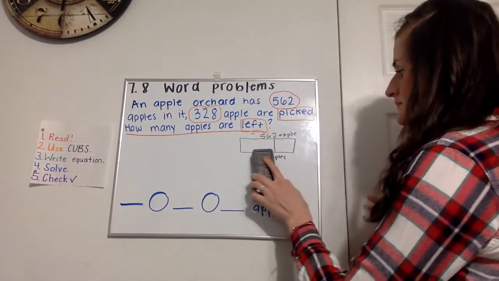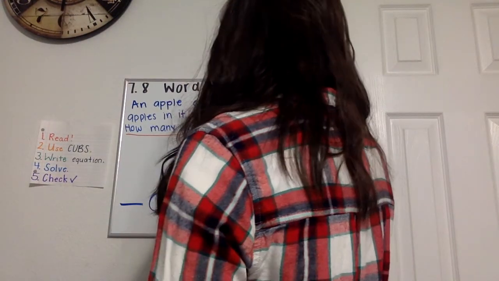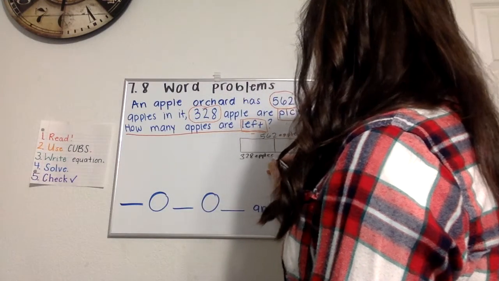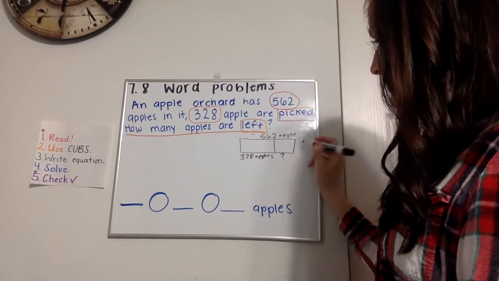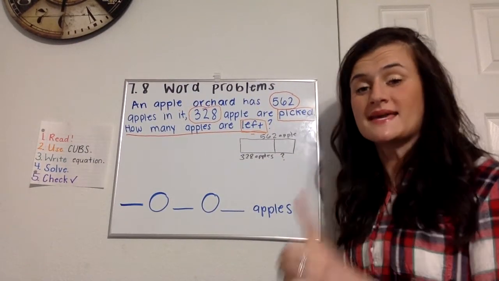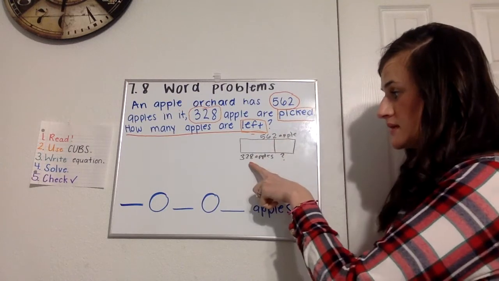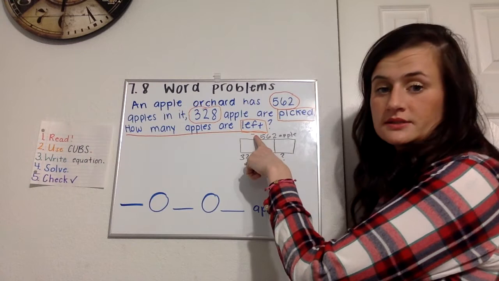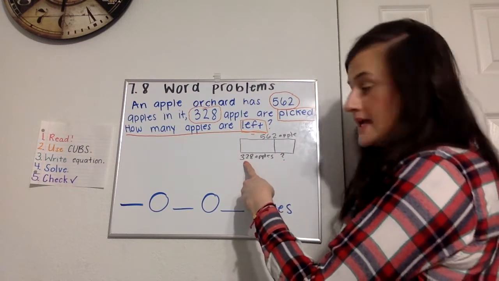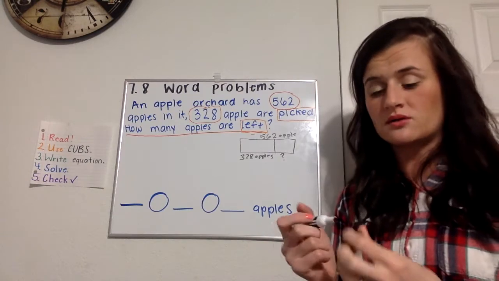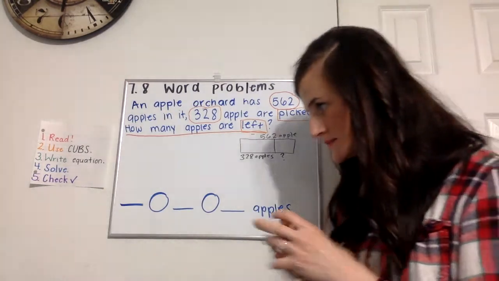So I'm going to draw a little question mark right here to show that we do not know that number. Since we know these 2 numbers, I know I can subtract 562 subtract 328, and I will get this missing amount. So that is why we are going to subtract today.